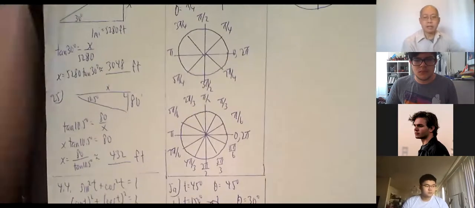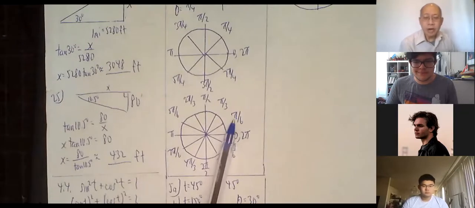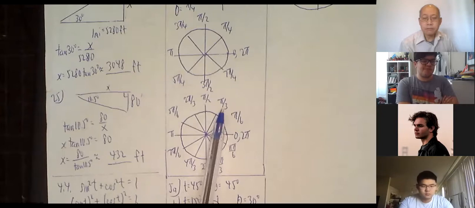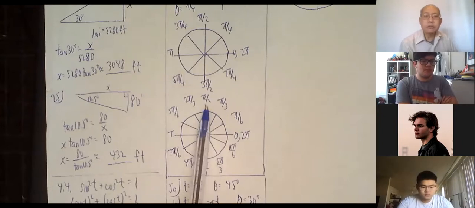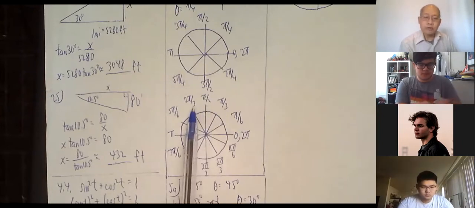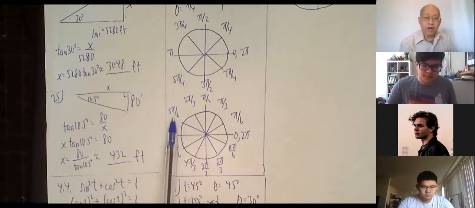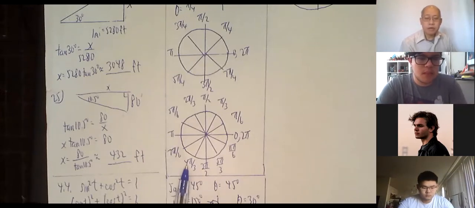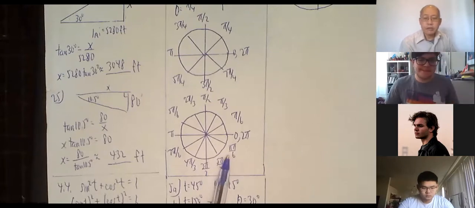So notice how I'm going to count this. Pi over 6, 2 pi over 6, 3 pi over 6, 4 pi over 6, 5 pi over 6, 6 pi over 6, 7 pi over 6, 8 pi over 6, 9 pi over 6, 10 pi over 6, 11 pi over 6, 12 pi over 6, which is 2 pi.